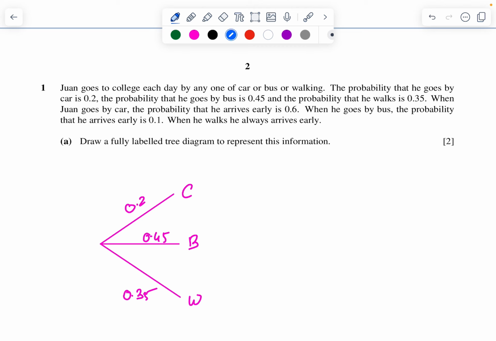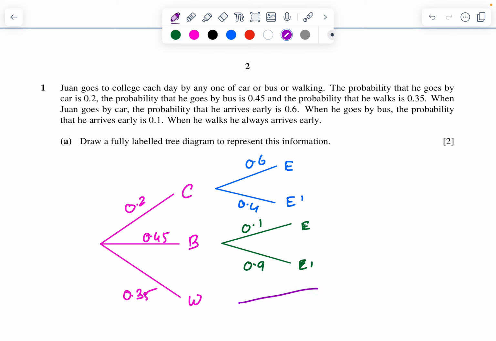When Joan goes by car, the probability he arrives early is 0.6. Early and not early: 0.6, 0.4. By bus, early and not early: 0.1, 0.9. And finally, when he walks, he always arrives early, so early and not early: 1, 0.